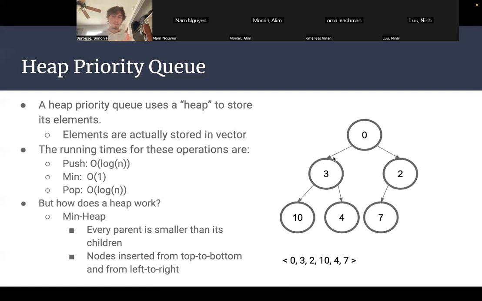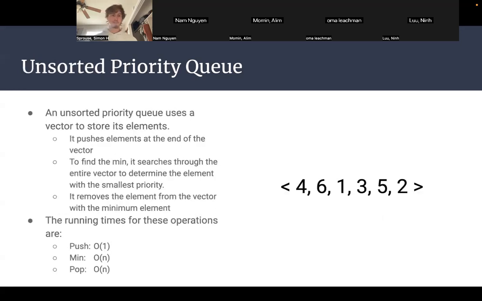So the idea behind the heap is that we're not sorting things perfectly. We're sorting them just good enough. The only sorted order that will be maintained in a heap priority queue is a path from a node to a leaf. The path will always be sorted. What do I mean by that? If you look at this path, you pick any path, for instance, 0, 2, 7, this path is sorted in order, or 0, 3, 4, this path is sorted in order, or 0, 3, 10, this path is also sorted.